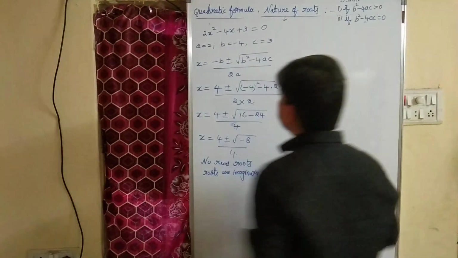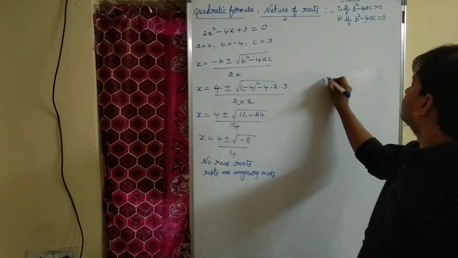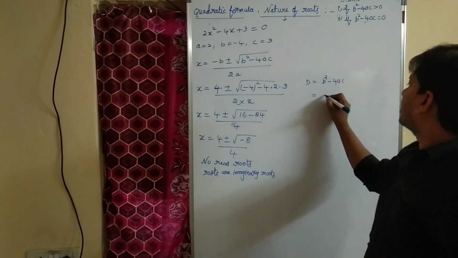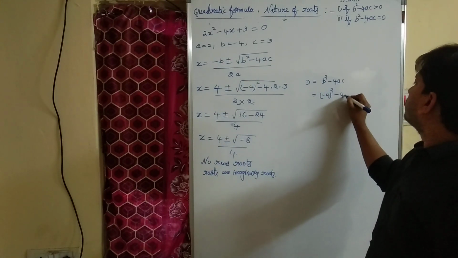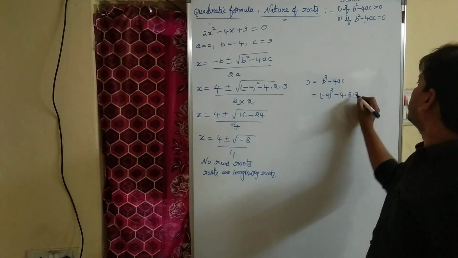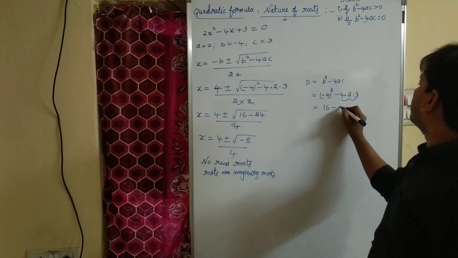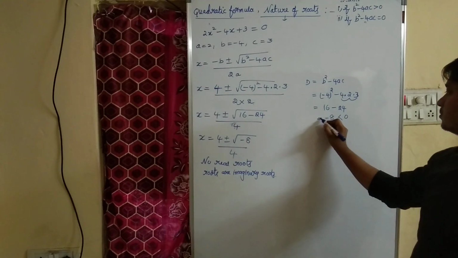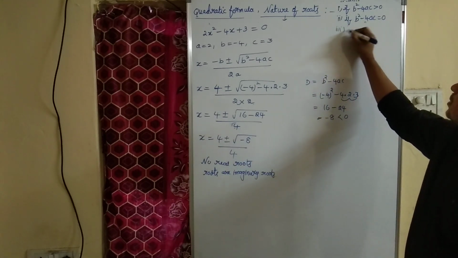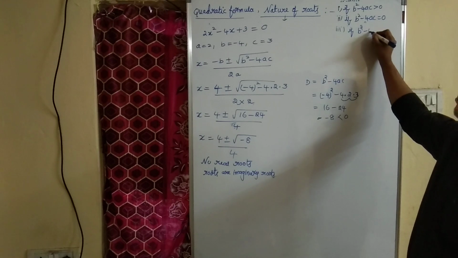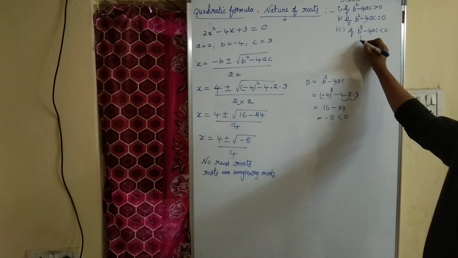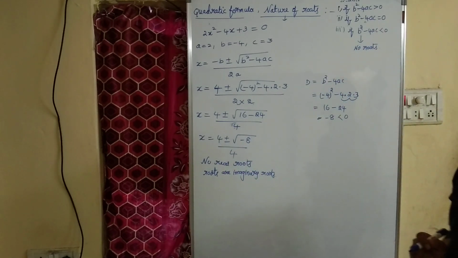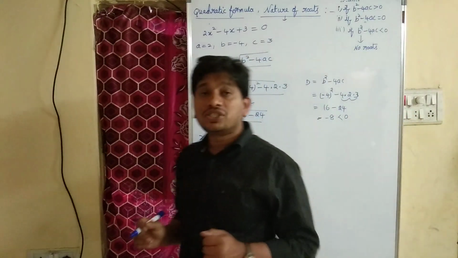Why? Let us find b square minus 4ac, that is called the discriminant. The value of b is minus 4, into the value of a is 2 and c is 3. 4 square is 16, 4 twos are 8, 8 threes are 24. 16 minus 24 is equal to minus 8. I mean what we got, children? Third condition: if b square minus 4ac is less than 0, then in this case there are no real roots. You will not get any roots. So this is the concept of nature of roots, children.